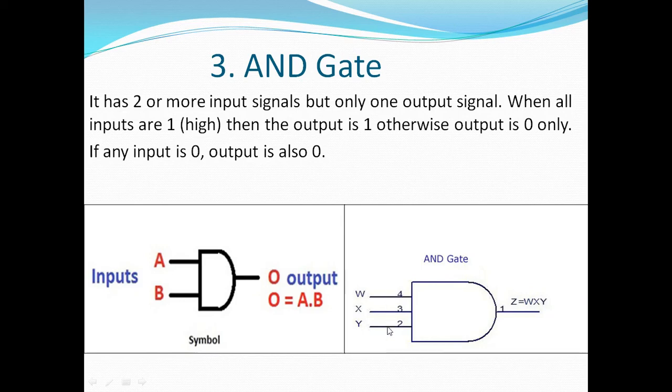Similarly, we have three inputs here. If any of these three inputs is 0, the output will also be 0. Suppose we have three inputs W, X, Y. The output is Z, which equals W dot X dot Y, the logical multiplication of these three inputs. So if any of the inputs is 0, Z will also be 0. If all three are 1, then Z will also be 1.